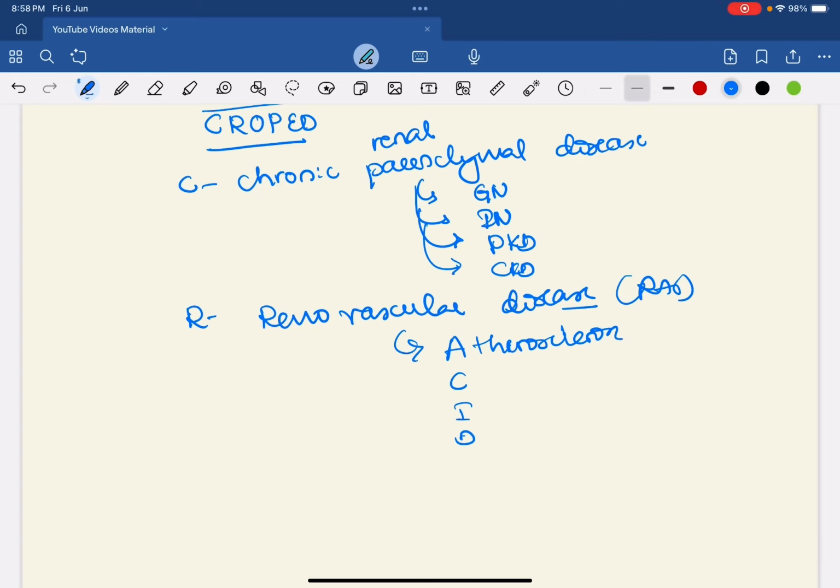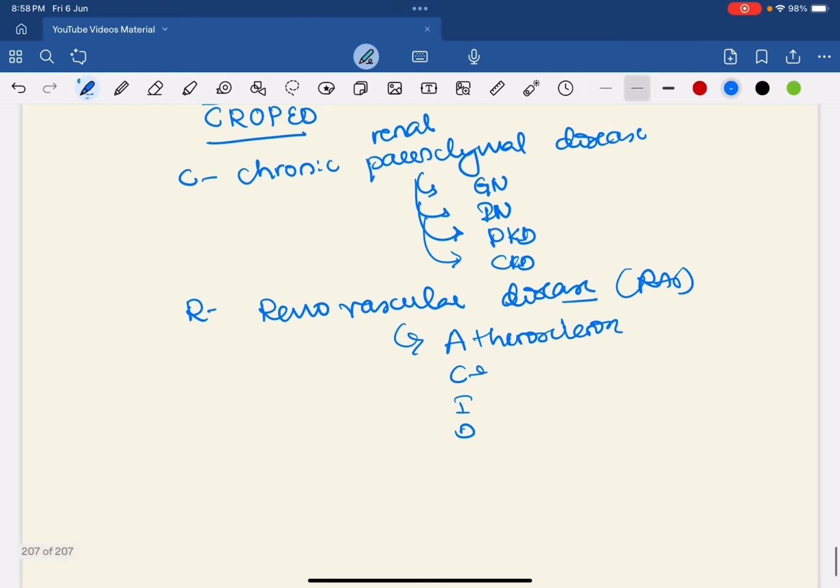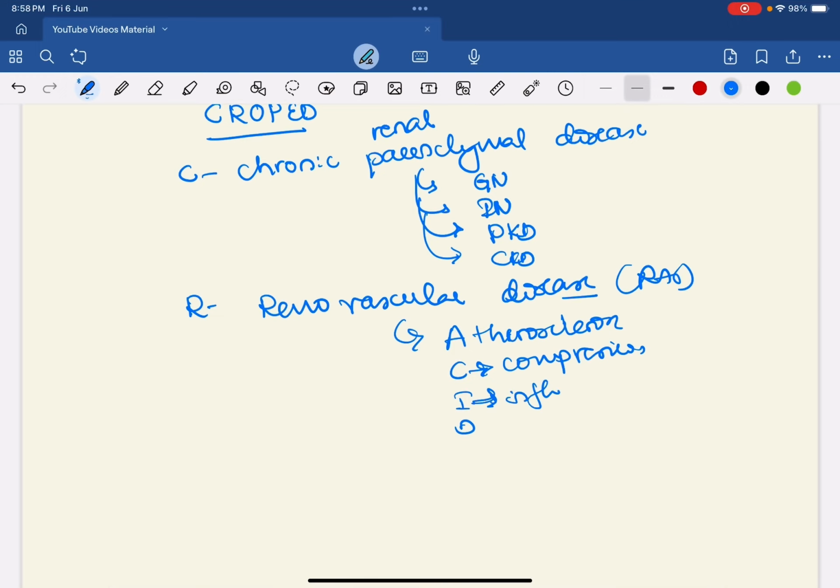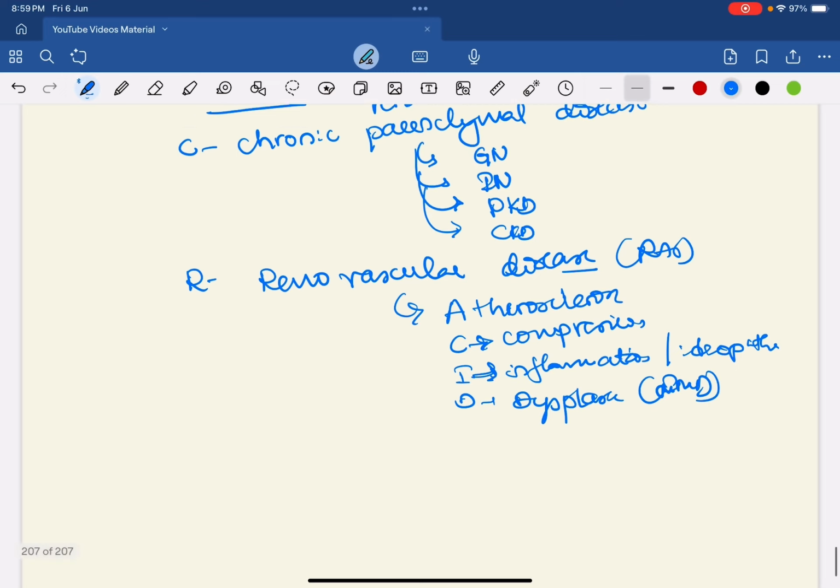Then C stands for compression from external, outside compression like tumor or something. I stands for inflammation, like vasculitis, or it can be idiopathic also, and D stands for dysplasia. Dysplasia means fibromuscular dysplasia. So these are the causes for renovascular disease causing secondary hypertension.